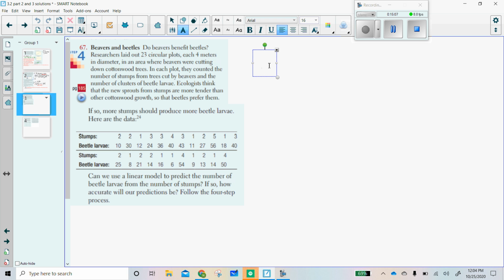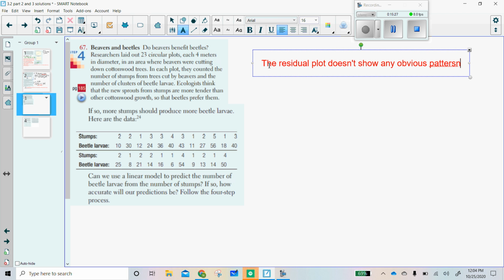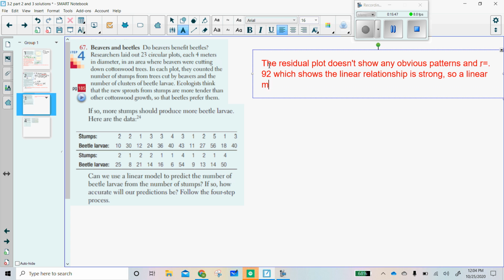So let's say, the residual plot doesn't show any obvious patterns, and R equals 0.92, which shows the linear relationship is strong. So the linear model is appropriate.